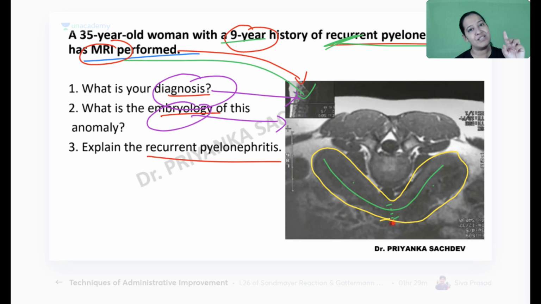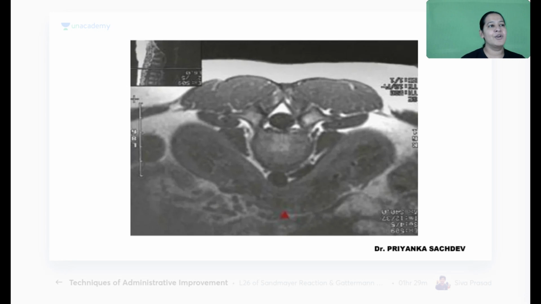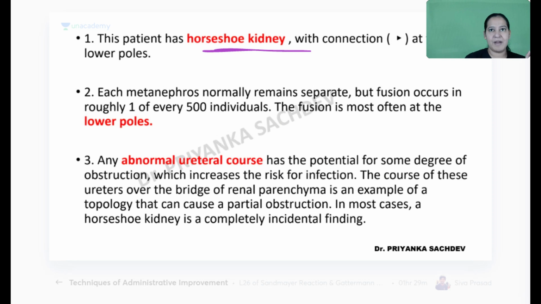So you should know 2 things. First, the diagnosis is clear. It is horseshoe-shaped kidney. So why does horseshoe-shaped kidney occur? You know, this is horseshoe-shaped kidney. Can you see? The 2 kidneys are fused here. So it is a horseshoe-shaped kidney. The 2 kidneys are connected, fused at the lower pole.